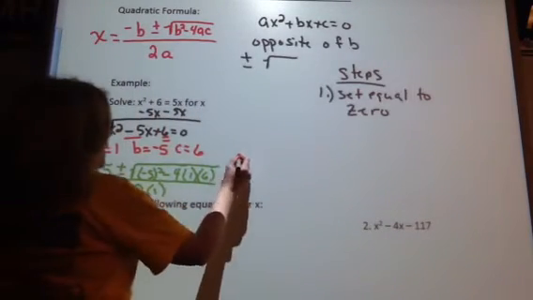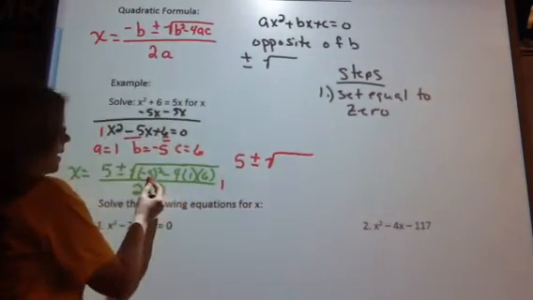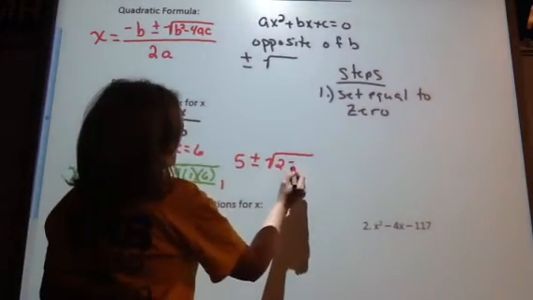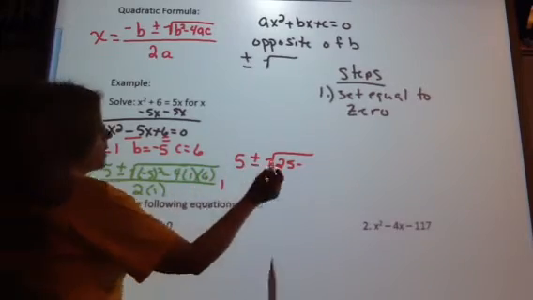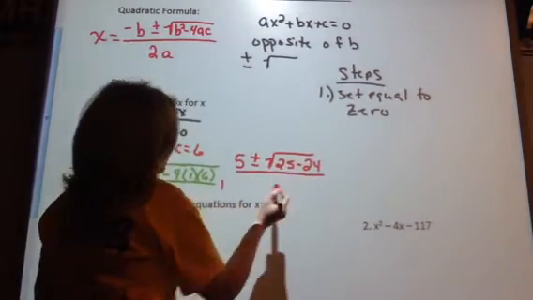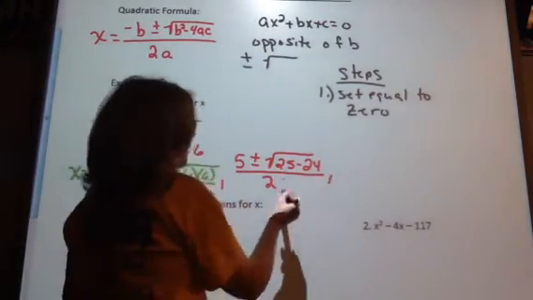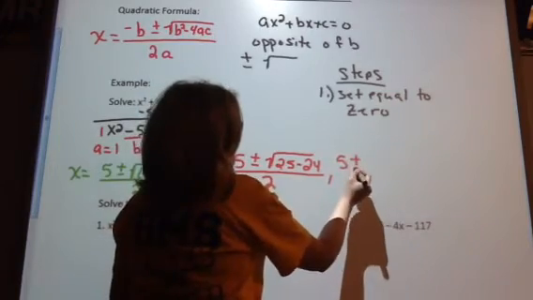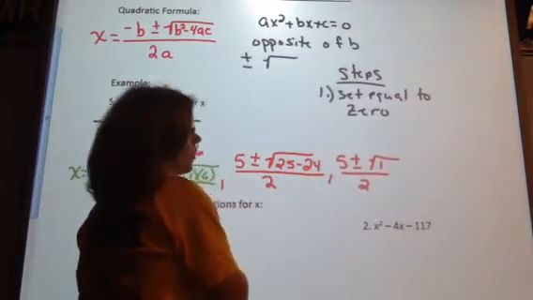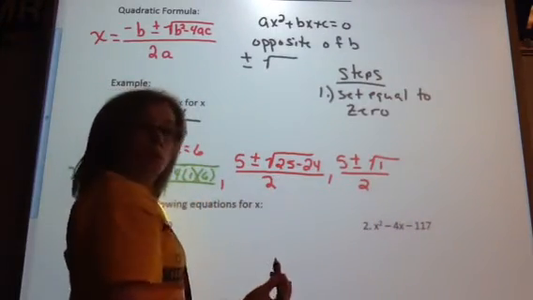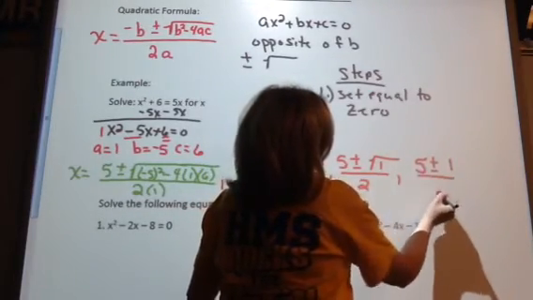Okay, so I have 5 plus or minus inside my radical sign. Negative 5 times negative 5 is 25, minus 4 times 1 is 4. 4 times 6 is 24. All over, for your denominator, 2. Now, let's keep simplifying. Simplify inside that radical sign. 5 plus or minus 25 minus 24 is 1, all over 2. Okay, square root of 1 is 1. So, I have 5 plus or minus 1, all over 2.